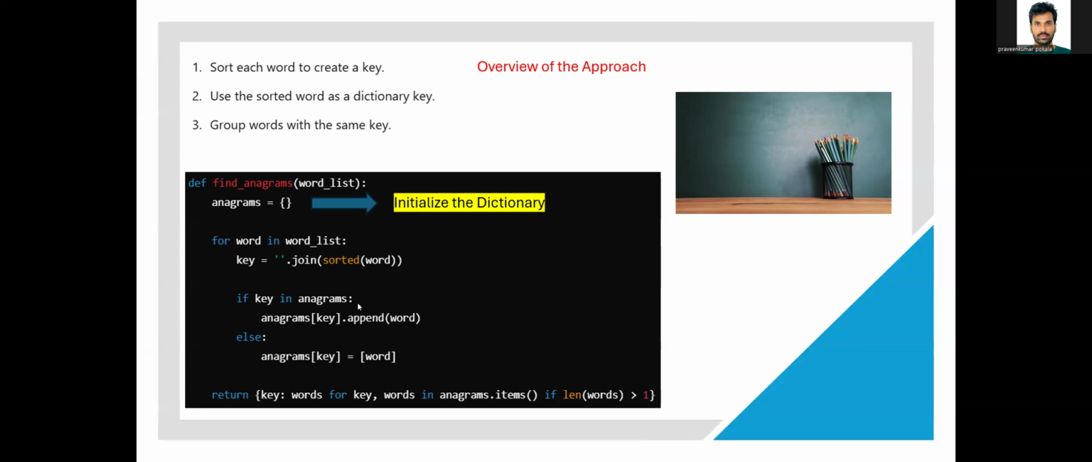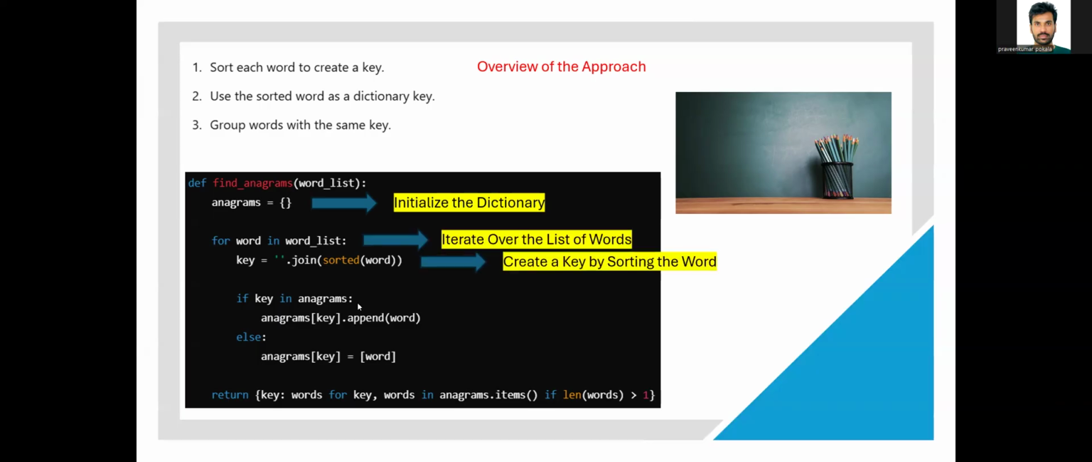First, here we initialize this dictionary called anagrams. This dictionary will store keys, that is the sorted words, and their corresponding list of anagrams. So here, this loop iterates through each word in the provided word list. For each word, we will perform operations to find and group anagrams.